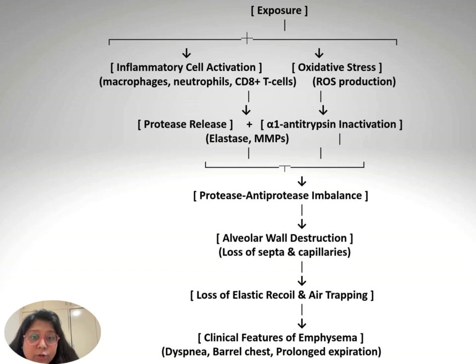In this flowchart also I have explained the same thing, that is, how exposure to smoking in genetically predisposed individuals and individuals with alpha 1 antitrypsin deficiency, how oxidative stress and inflammatory cell activation cause protease antiprotease imbalance and alveolar wall destruction, leading to loss of elastic recoil and air trapping.